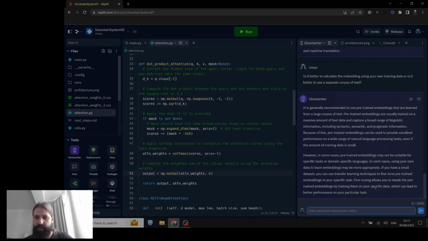There is also transfer learning, with techniques to fine-tune pre-trained embeddings. Fine-tuning allows you to tweak the pre-trained embeddings by training them further.